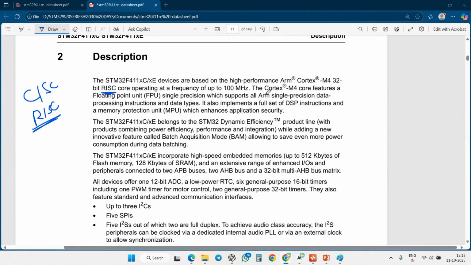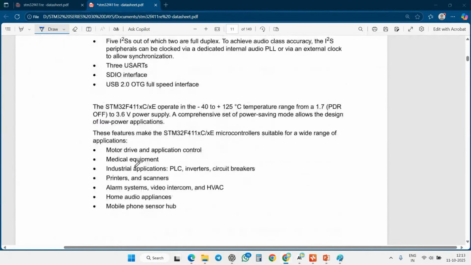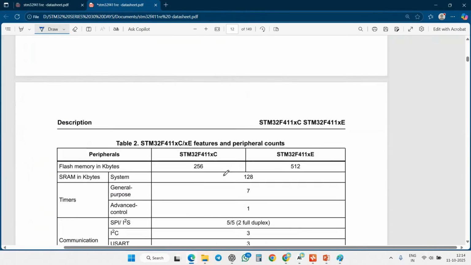And the Cortex-M4 features, it has an FPU, and these are topics we have already discussed. If you scroll down, you can check the applications where this processor, this microcontroller, is going to be useful: motor drivers, application control, medical equipment, industrial applications like PLCs, inverters, circuit breakers, printers, scanners. These are the applications where you can utilize this.